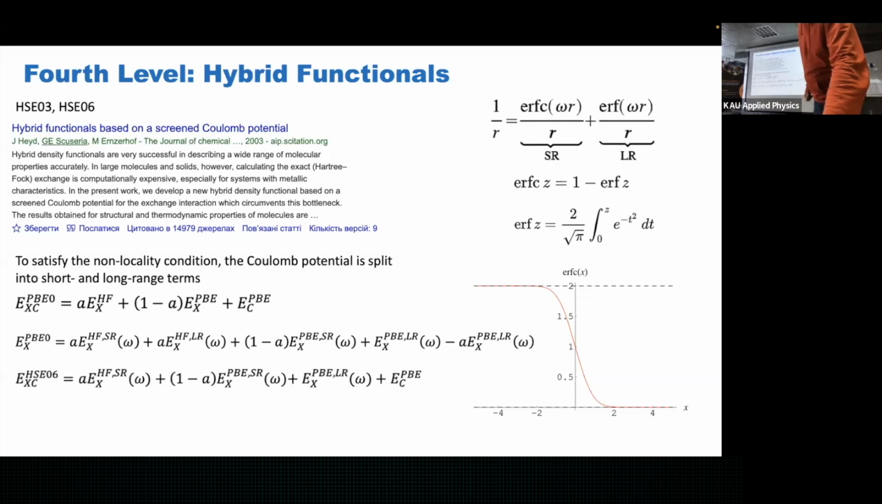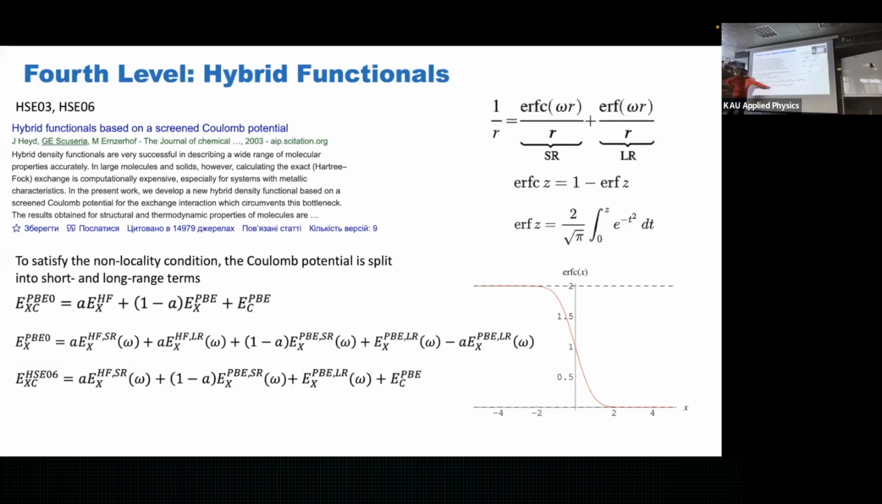And what we have here for HSE06. So we have short range Hartree-Fock. So they say that for the unit cell and the neighbors of this unit cell, we will use this Hartree-Fock.